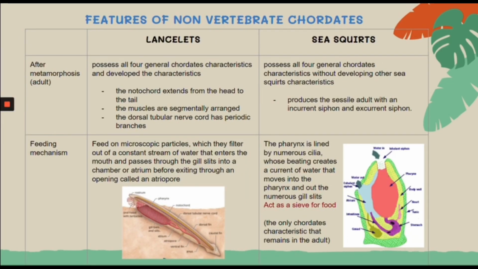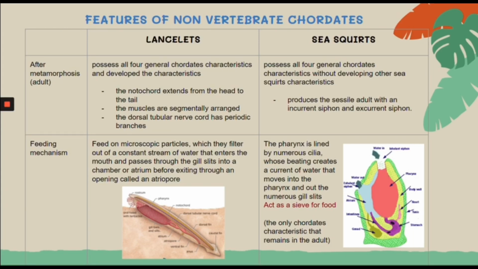Next, after metamorphosis, lancelets and sea squirts possess all 4 general chordate characteristics, but the lancelet will develop the characteristics where the notochord extends from the head to the tail, the muscles are segmentally arranged, and the dorsal tubular nerve cord has periodic branches. While the sea squirt will not develop any other characteristic, but it will produce a sessile adult with an in-current siphon and an ex-current siphon. We will talk about these two later on.